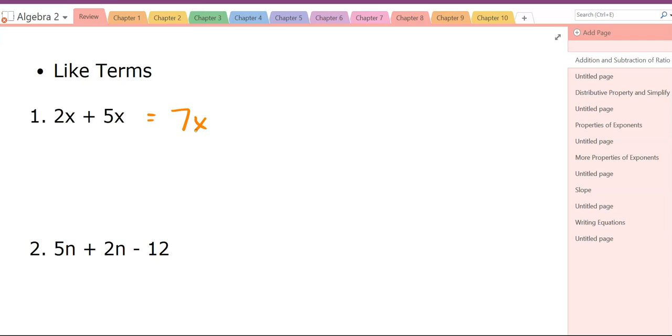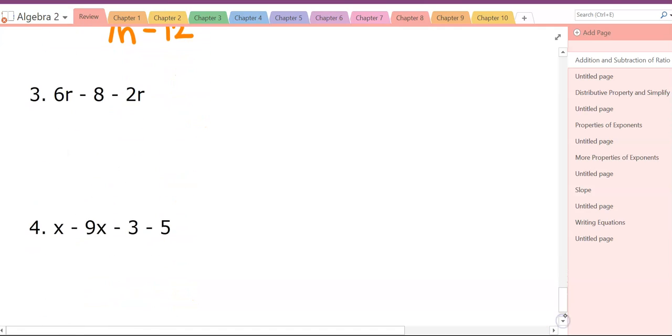For number 2, I can combine 5n and 2n. That gives me a 7n, and I have to just bring down that minus 12. Same thing with number 3. I can combine 6r and this minus 2r, so that leaves me with 4r, and then I bring down that minus 8. For number 4, x minus 9x is going to be negative 8x. Negative 3 minus 5 is going to be negative 8.